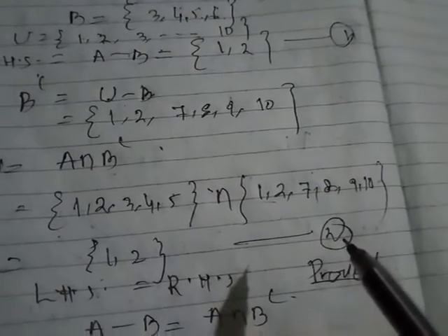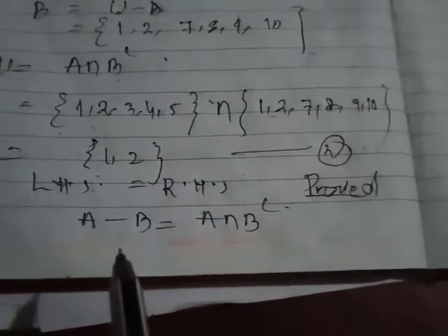You see equation 1 and equation 2. A difference B is equal to 1, 2. And in equation 2, A intersection B complement is 1, 2. Both are same. Hence LHS is equal to RHS. Thus it proves that A difference B is equal to A intersection B complement. And we proved it using the properties.